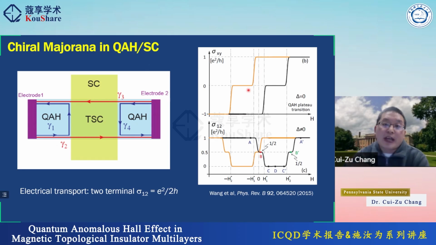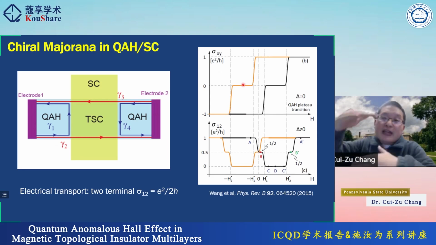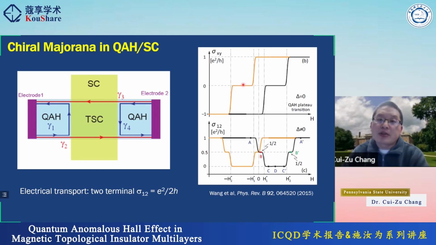This is the theoretical expectation. The top one is just the Hall conductance. This Hall conductance is e squared over h, and minus e squared over h. There is a zero plateau. And what I want to say here is this zero plateau is different from the one I just showed you in the axion insulator sample. That one is because of the anti-parallel magnetization alignment. And here it is just because the film is thin and the longitudinal resistance is very high. So there is a zero Hall conductance plateau.